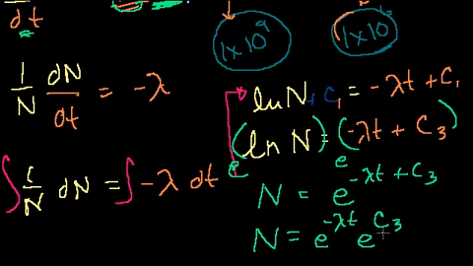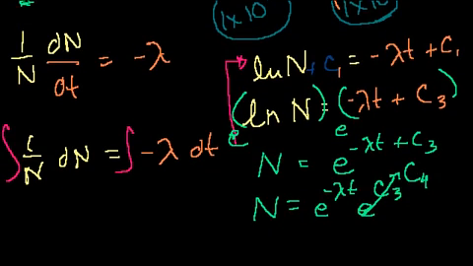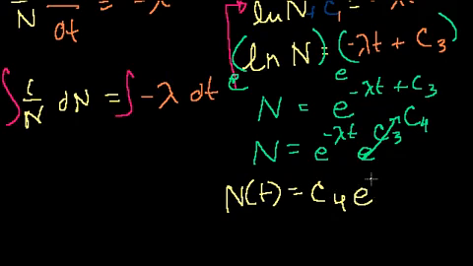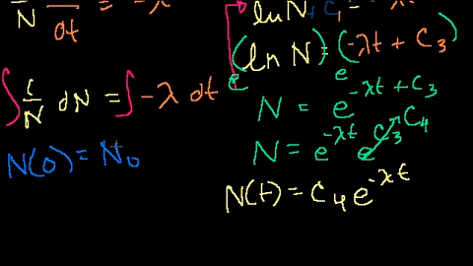And now once again, this is an arbitrary constant, so we can just rename that, let me rename it as c4. So our solution to our differential equation, n as a function of t, is equal to c4 e to the minus lambda t. Now let's say, even better, let's say that at t equals 0, we have n sub 0 of our sample. That's how much we're starting off with.